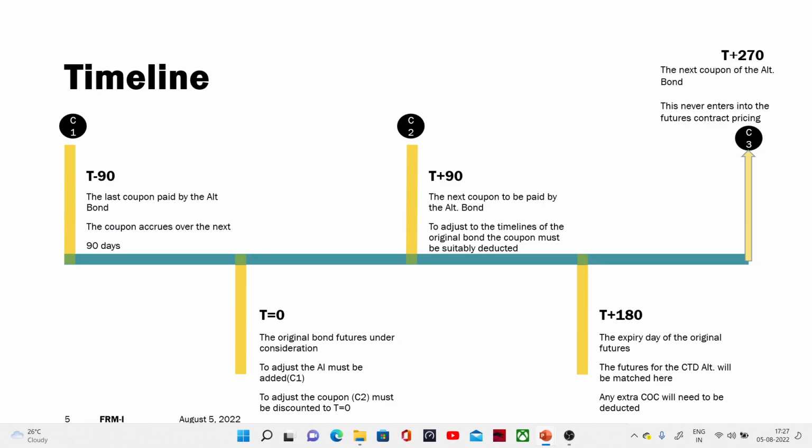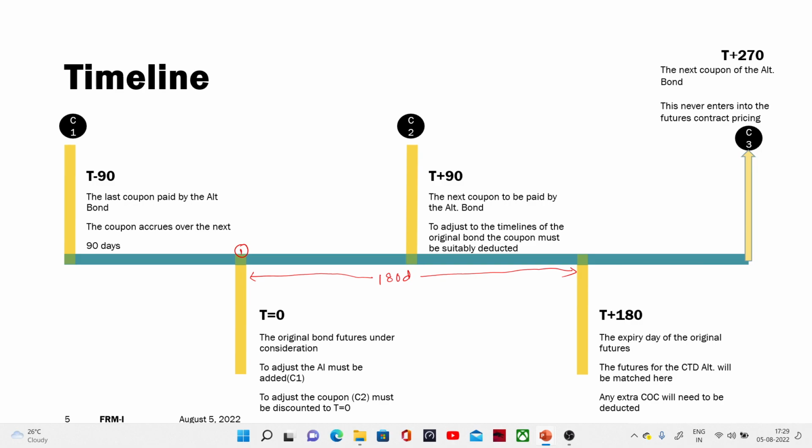All right, so we are at time t equal to 0. This is exactly where we are here. Okay, so we're standing at time t equal to 0, and at time t equal to 0, this is the original bond futures under consideration, and this is a 180-day contract, roughly a 6 months contract, right? So this is the 6 months timeline for this particular contract under consideration.